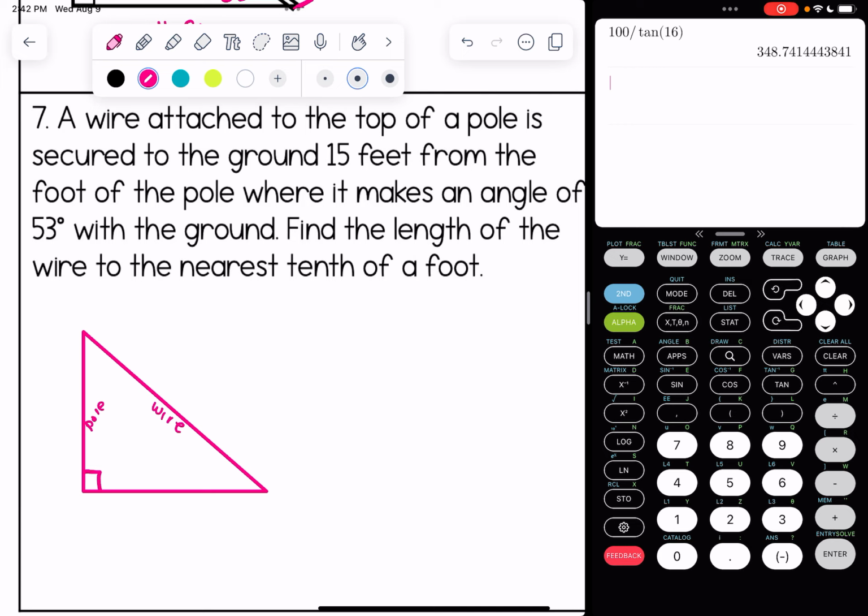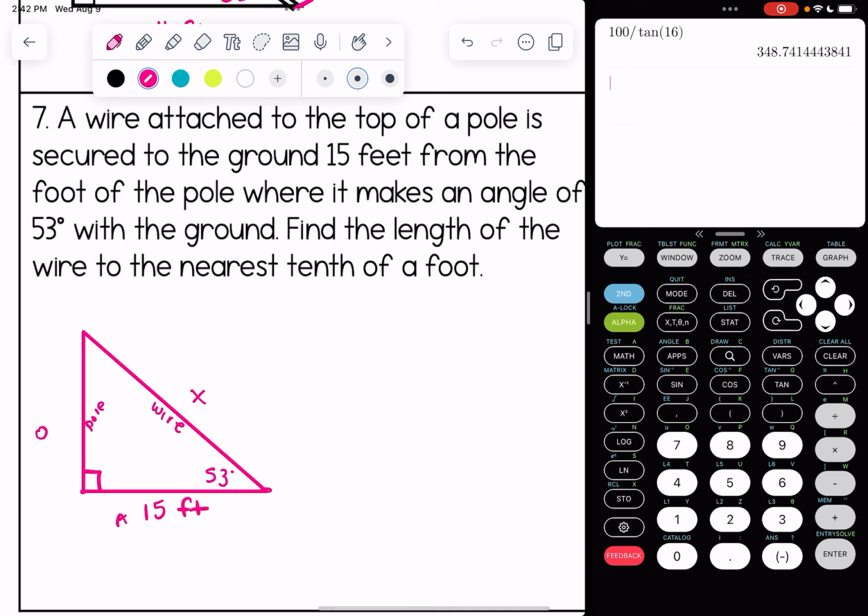Okay, remember I said the foot of the ladder, the foot of the pole is the bottom. And here's where it's attached to the ground. So this is our 15 feet. And it makes an angle of 53 degrees with the ground. Find the length of the wire to the nearest foot. Well, we've already established that the wire is the hypotenuse. So I'm going to put a variable there.